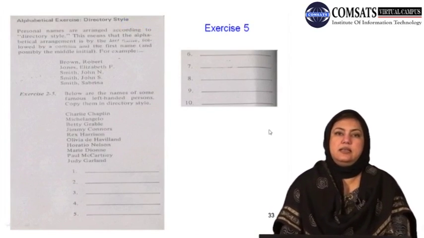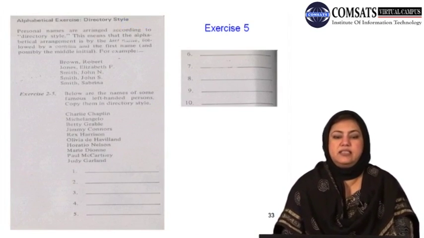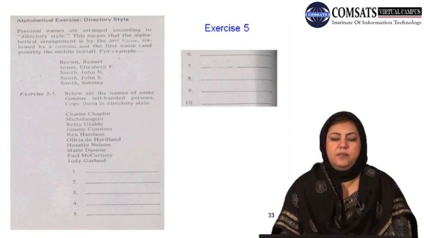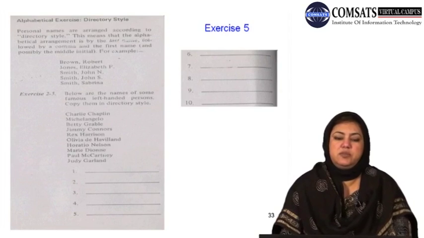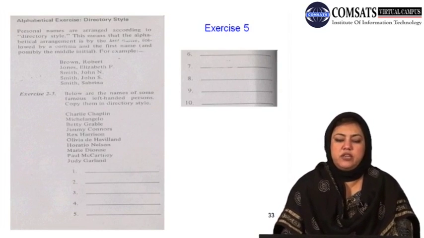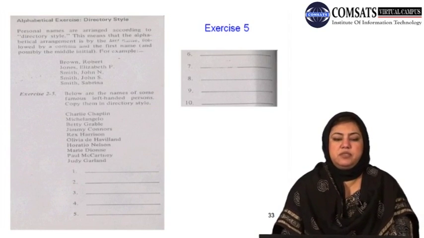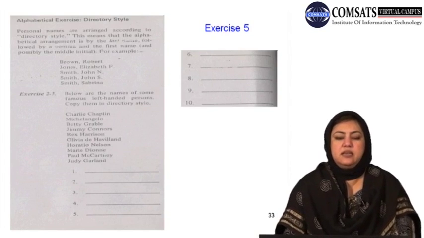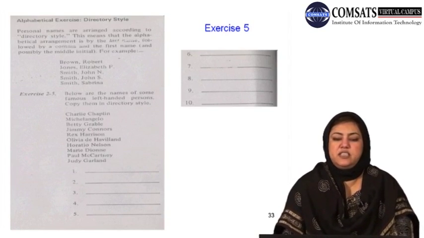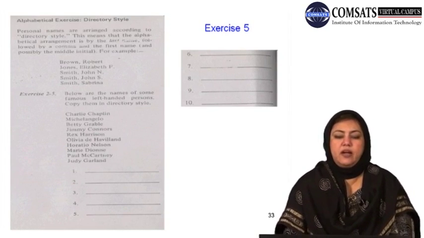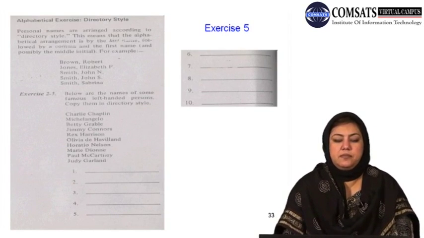As I have said earlier, good dictionaries provide some additional details as well. Some dictionaries provide, for example, names of important people, etc. When names are mentioned, personal names are arranged according to the directory style, which means that the alphabetical arrangement is by the last name, followed by a comma and then the first name.